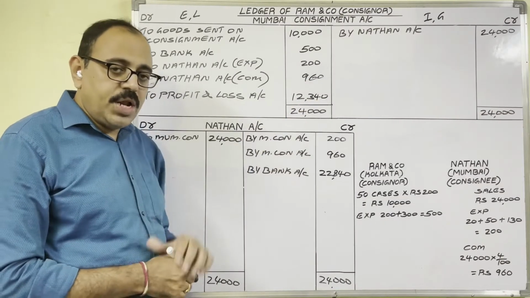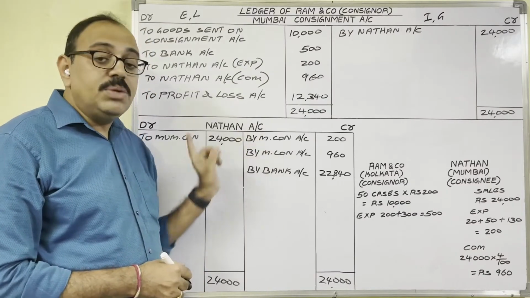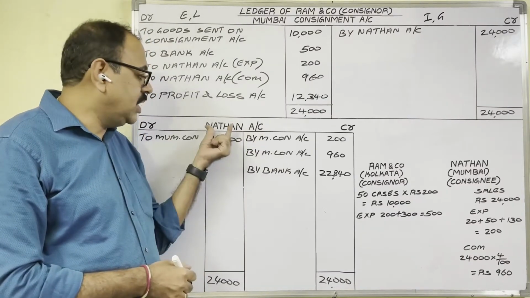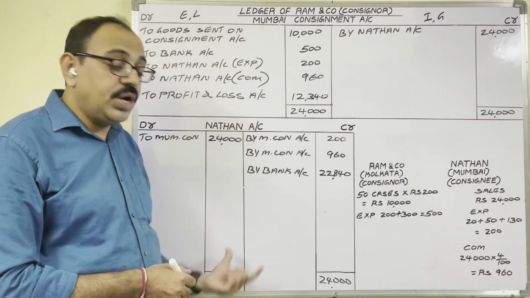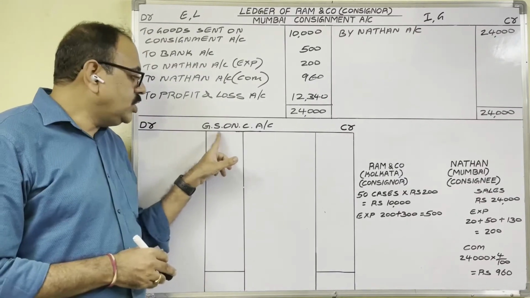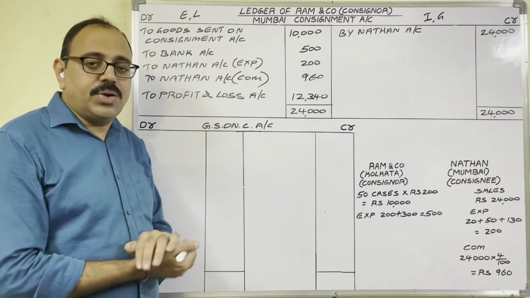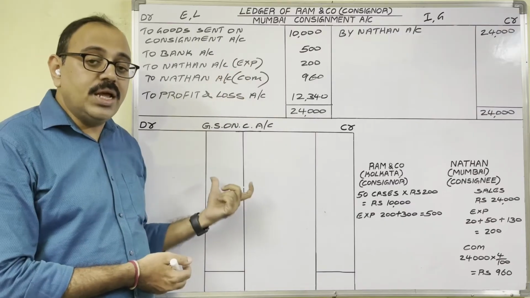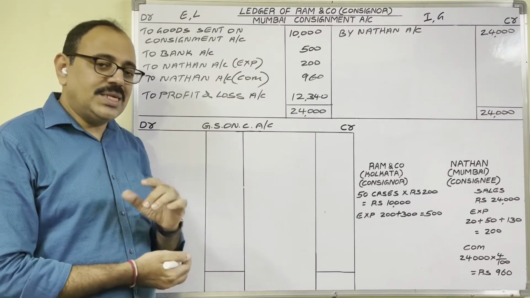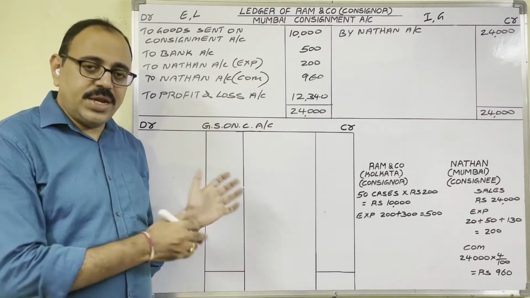Consignment account is a nominal account now. Nathan account is a personal account because with the person name we prepared this account. Next, third account name is goods sent on consignment account. Goods sent on consignment account is a real account because in this account consignor is going to give the details about goods. Goods means asset. Asset related accounts are real accounts now.